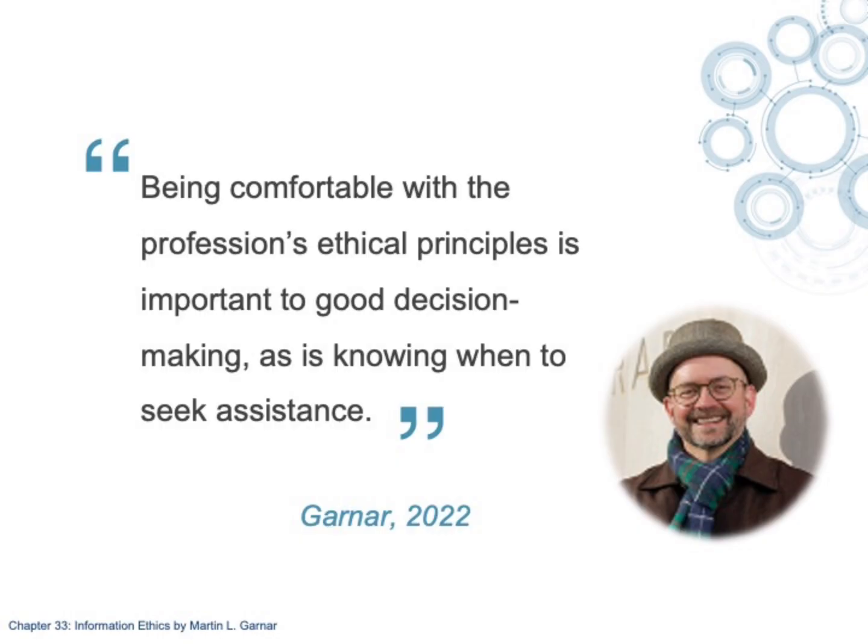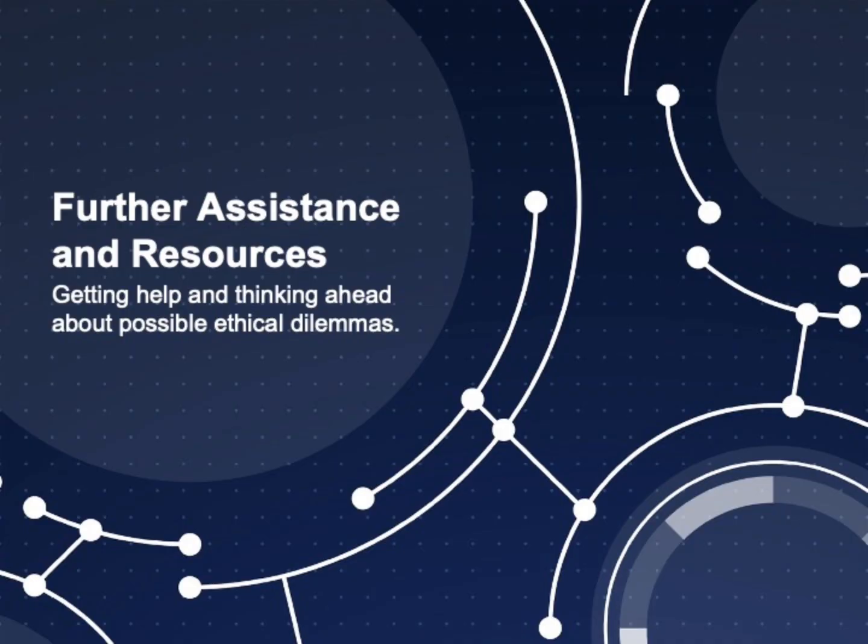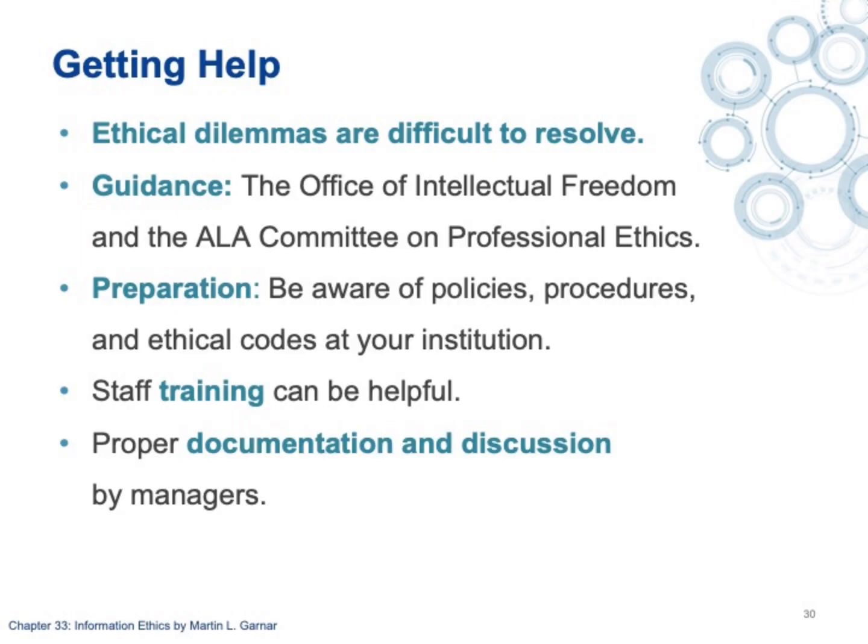Garnar, 2022. Section 3. Further assistance and resources. Section 3 highlights ways information professionals can get help and think ahead about possible ethical dilemmas. Ethical dilemmas are difficult to resolve, but resources like the Office for Intellectual Freedom and the ALA Committee on Professional Ethics offer guidance. The best strategy is preparation. Be aware of institutional policies, conduct staff training using scenarios, and ensure proper documentation and discussion by managers.